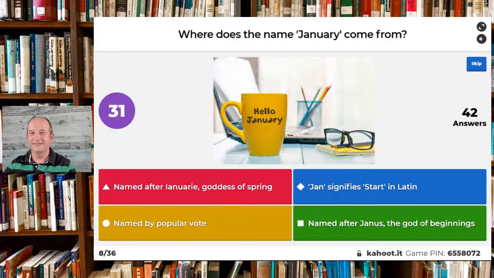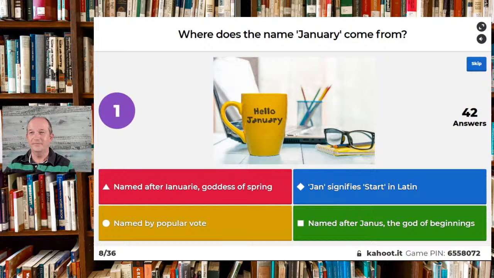Still got 30 seconds to go, according to this. Ianuary, the goddess of spring. Jan, which signifies start in Latin. Is it named by popular vote? Or is it Janus, the god of beginnings? Let's see who knows the answer to this one. Steve's got a degree in history. Well, I hope you get this one right then. Let's see. Here we go.